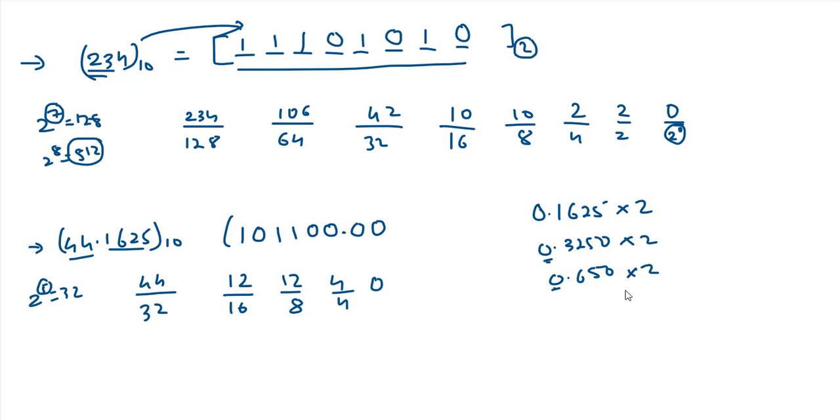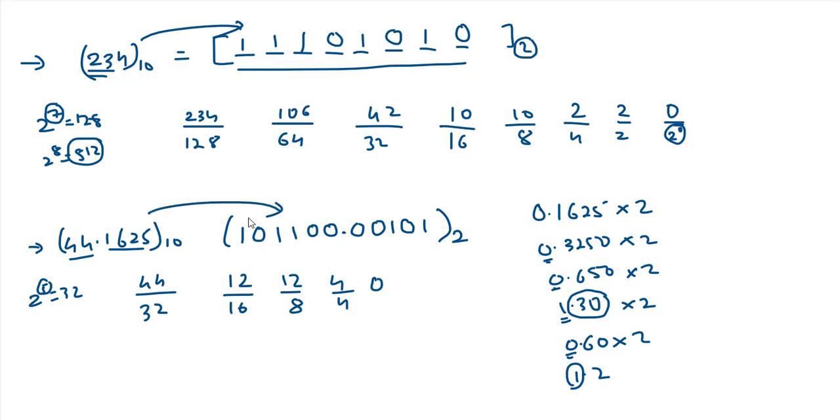Then again we'll multiply it by 2, so this will become 1.30. Now the integer part is 1, so we'll write 1, and then we'll take only the fractional part, which is 0.3, and multiply it by 2. So this will become 0.60. Again the integer part is 0. Then again we'll multiply it by 2. This will give us 1.2. Again we'll take just the integer part and write it down. And this will go on. Based on the options given in the question, you can decide for how long you want to continue. So this is the base 2, or binary, equivalent of this number.